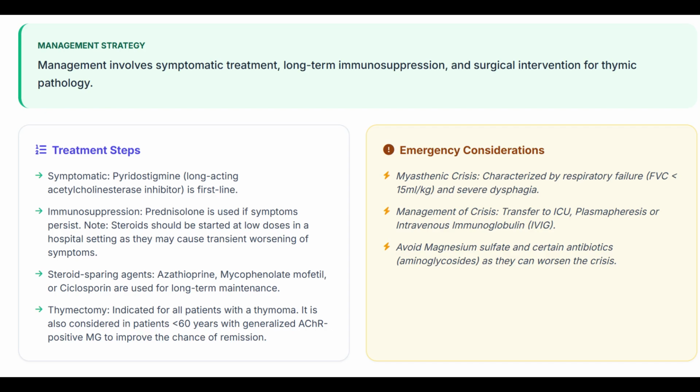Finally, be alert for a myasthenic crisis, defined by respiratory failure, specifically an FVC below 15 milliliters per kilogram, and severe dysphagia. This is a medical emergency requiring ICU transfer and plasmapheresis or IVIG. Critically, you must avoid magnesium sulfate and aminoglycosides, which can precipitously worsen the crisis.